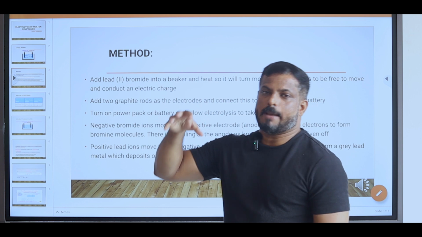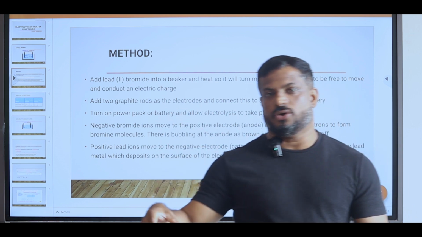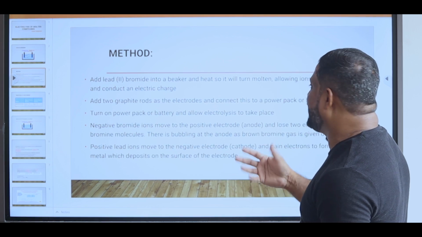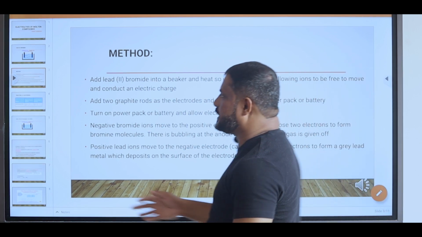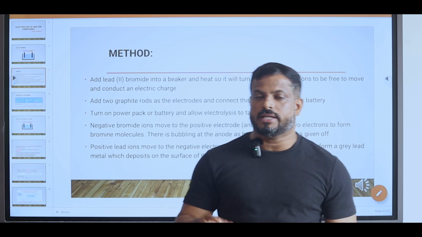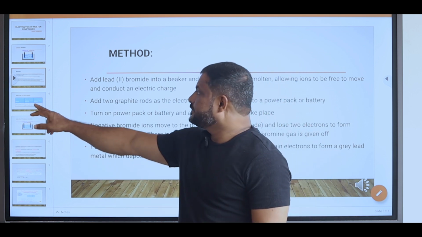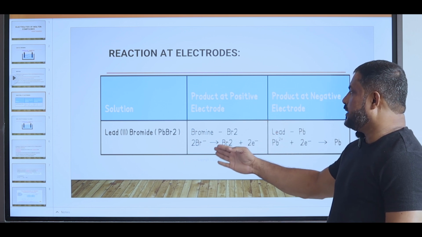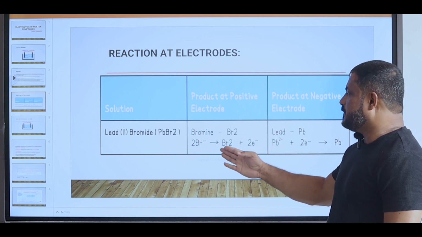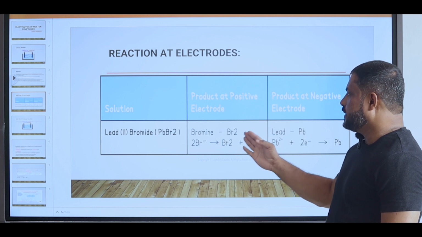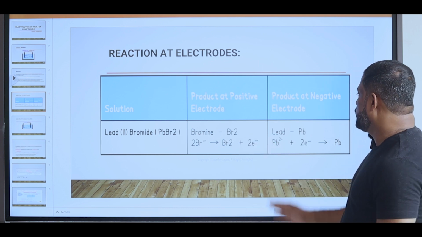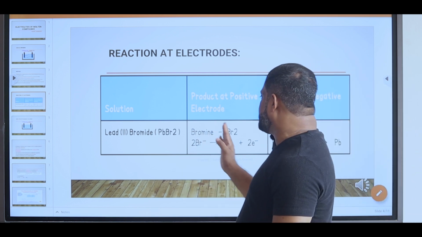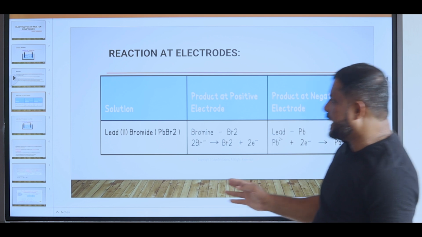There are two reactions that happen, one at the cathode and one at the anode. What happens at the cathode? At the cathode, they gain electrons. At the anode, they lose electrons. So there is a reaction at the cathode and there is a reaction at the anode. 2Br- minus 2 electrons turns to Br2. Pb2+ gains 2 electrons to become Pb. This is the anode reaction and this one is the cathode reaction.